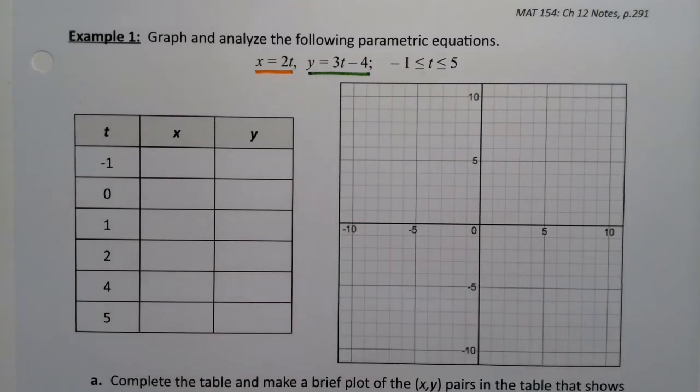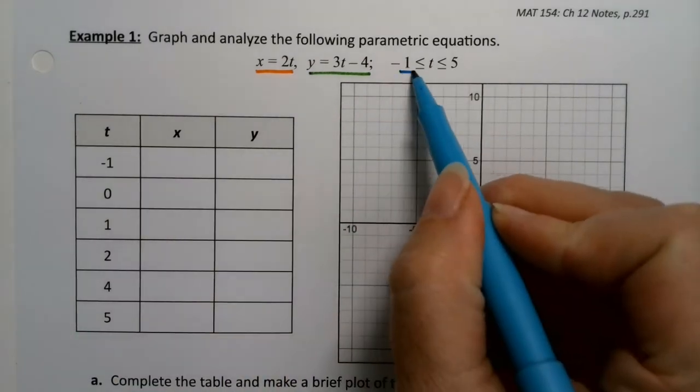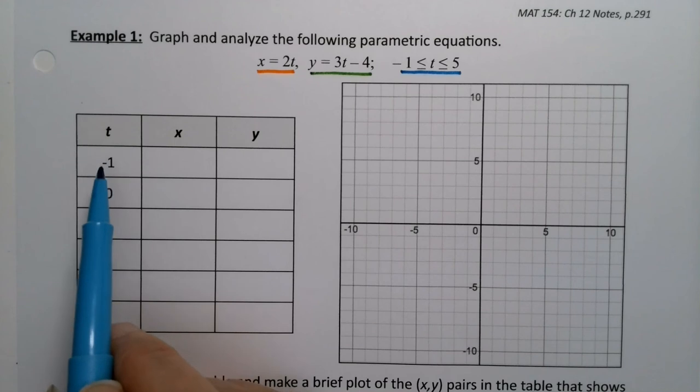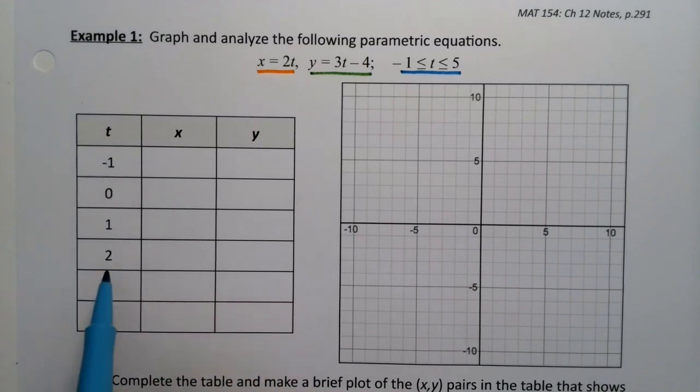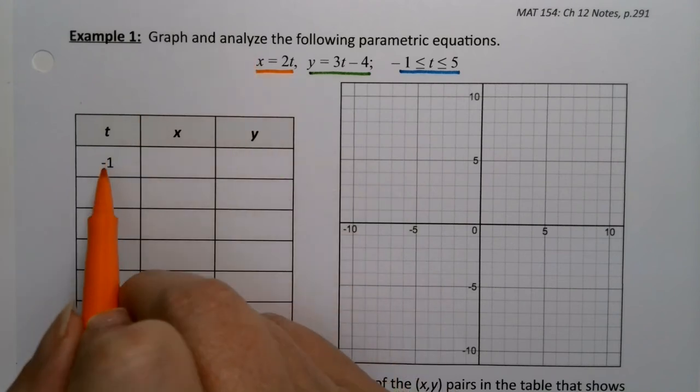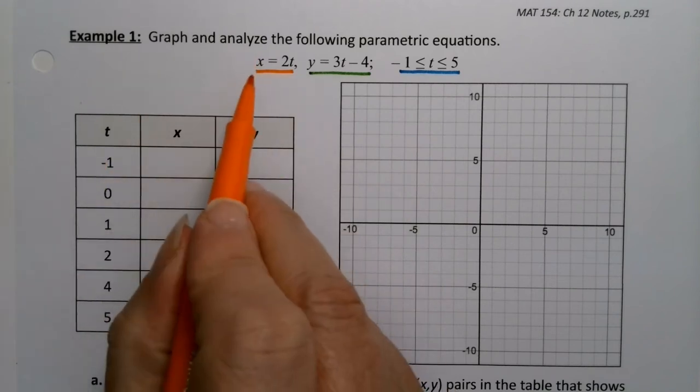Now you'll notice that t is restricted. t has to go from -1 to 5, which is why I have my table going from -1 to 5. I actually skipped the 3 value because I didn't think we needed every value in there, but maybe I should have put it in. So now you substitute these t values into these equations.